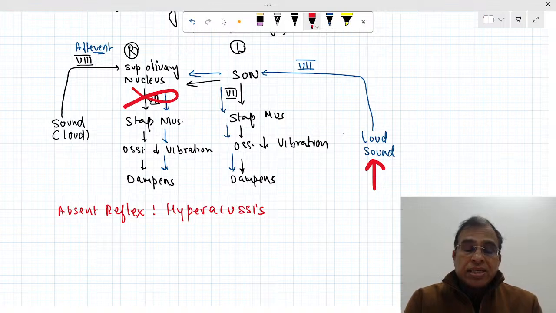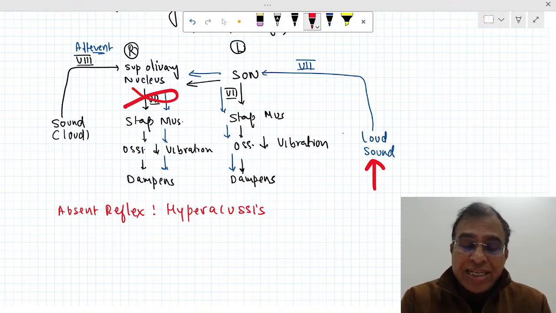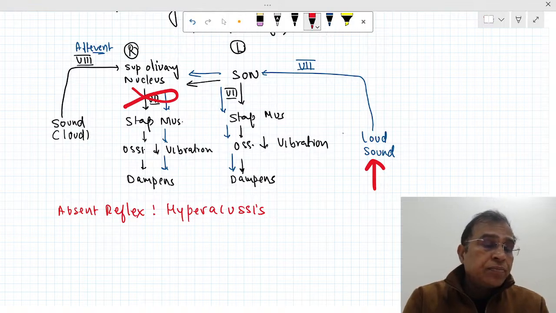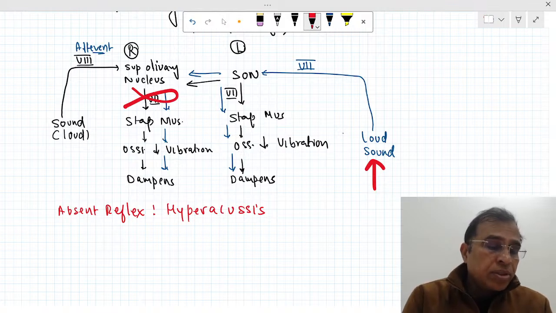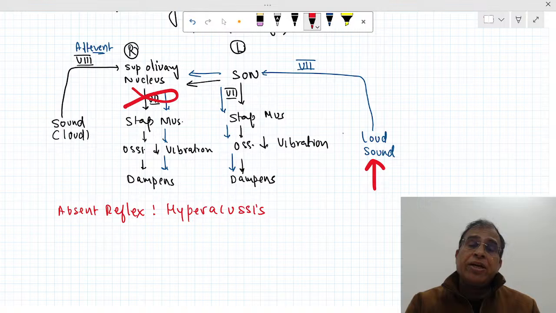So the question says the 7th nerve on the right side is damaged, and if you give loud sound to the left ear, will it cause absent reflex on the ipsilateral side? A. Will it cause absent reflex on the contralateral side? B. Absent reflex on both the sides? C. Or normal reflex on both the sides? D. I've got 6 answers, and all are correct. They all said B. Absent reflex on the contralateral side is the correct answer. So like this, they can prepare so many questions from this particular graph, and that's why I've drawn this graph so that you remember.